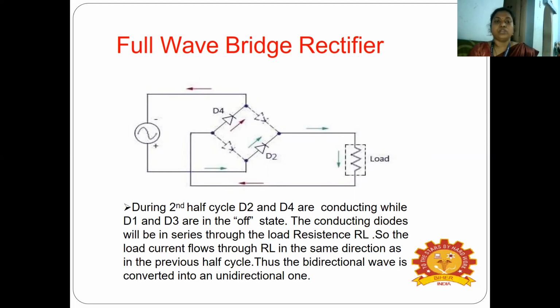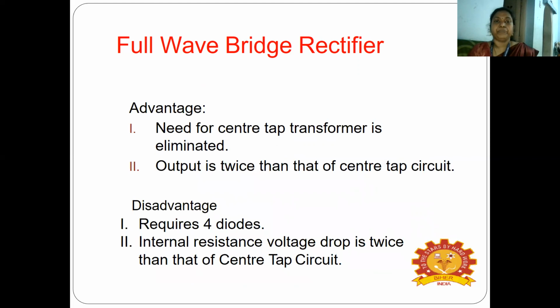So you can see that in the positive cycle, that is the first half, which diodes are conducting, and in the second half, which diodes are conducting. That's very important. And finally, how you are getting an output at the load resistance RL.